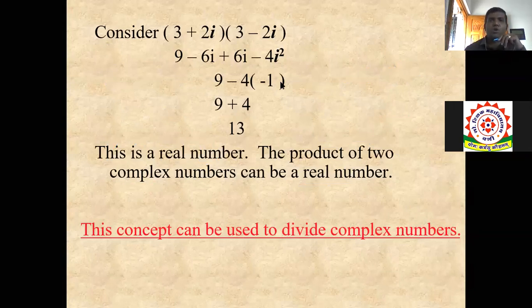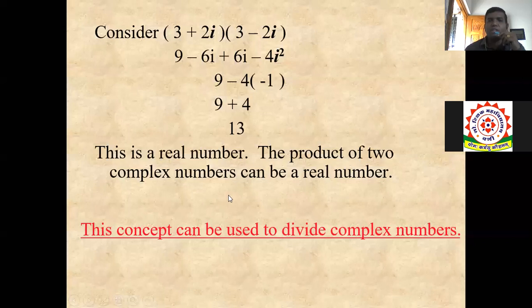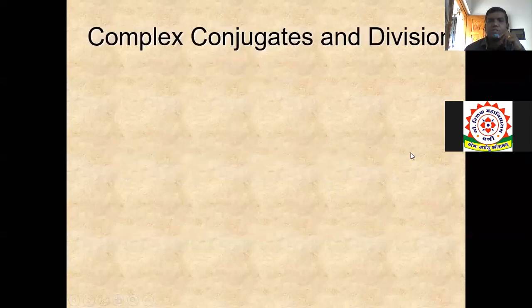Okay, again a product of this, that is 3 plus 2i and 3 minus 2i. If you multiply these two, we get 13. Simply, it is a real number, that is, the product of two complex numbers can be a real number as well. This concept can be used to divide complex numbers.